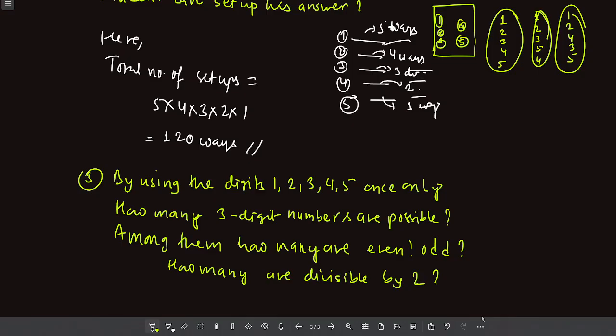Now you should know the condition for a number to be even and odd as well. So what is the condition for a number to be even or odd? You should know that condition. If you know, then we can identify those numbers easily. And how many are divisible by 2? At what condition can the numbers be said to be divisible by 2?